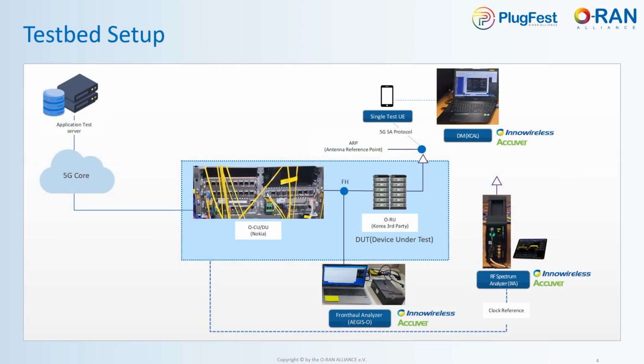This page shows testbed setup. It explains more specifically than logical architecture in the previous page. We configured the testbed with Nokia TU, CU, and application test server, and Korea third-party RU. The TU and RU are connected with 10G optical cable, and all frontal traffic was collected using TAP.